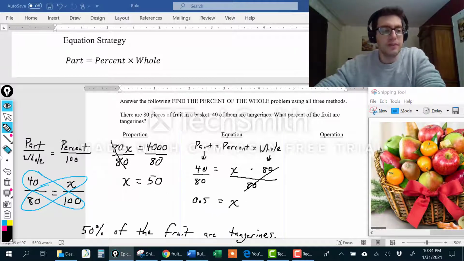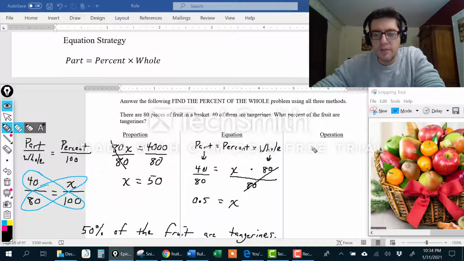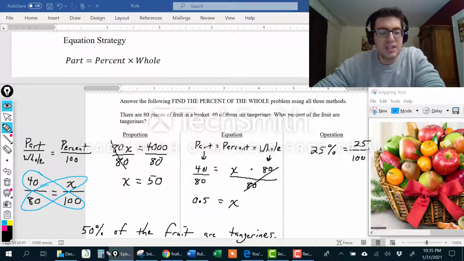Here's why you do that. What does a percent literally mean? It literally means a number over 100. So 25%, for example, means 25 over 100. If I wanted to convert a percent into a decimal, what I would do is I would just move the decimal point 2 spaces to the left.